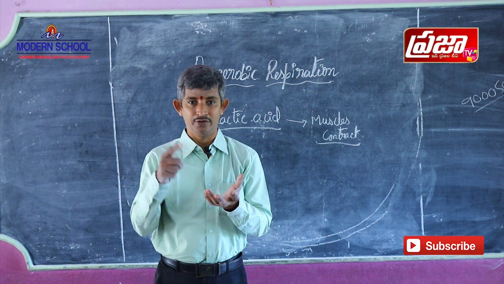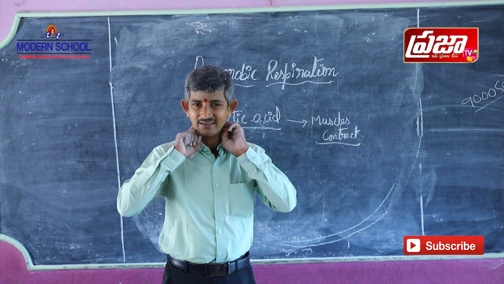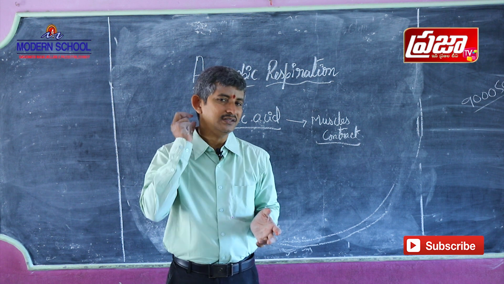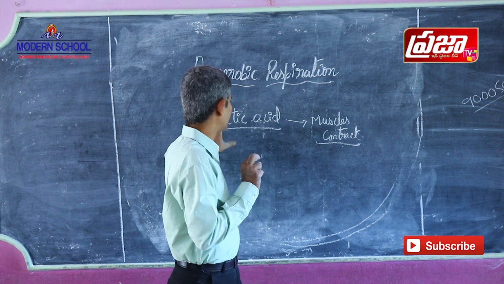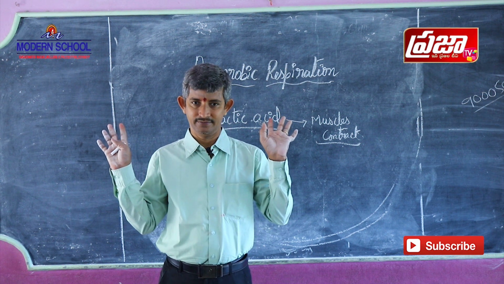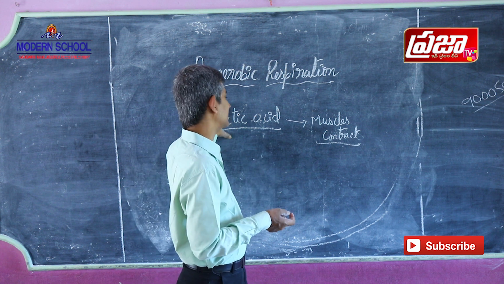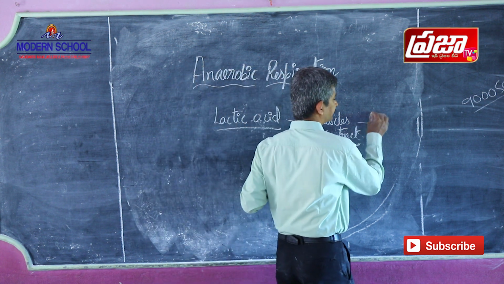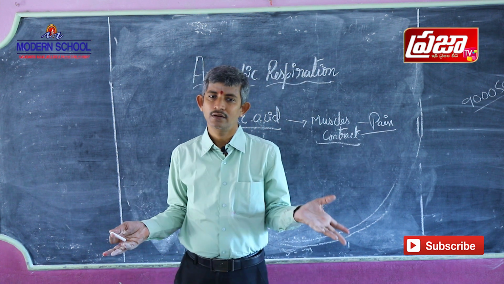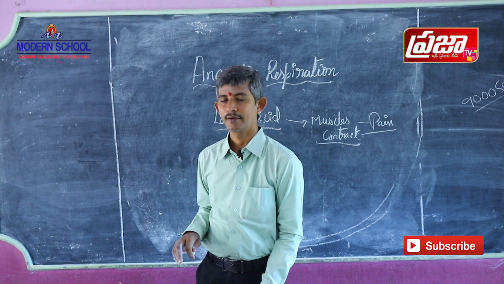Then you use Iodex or Amrutanjan or Zandu Balm or something. You apply it to that particular area and rub it. These chemicals go there and remove the lactic acid. If lactic acid is removed, then automatically you lose your pain. So production of lactic acid leads to pain, and removal of lactic acid leads to normal. This is how anaerobic respiration goes on.